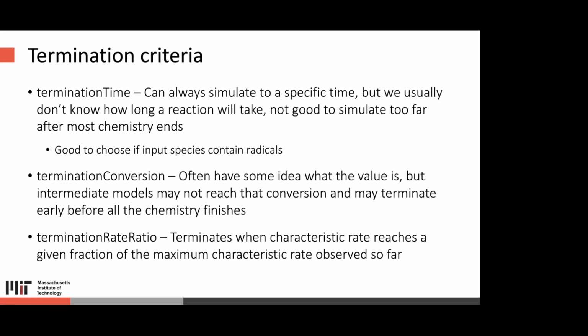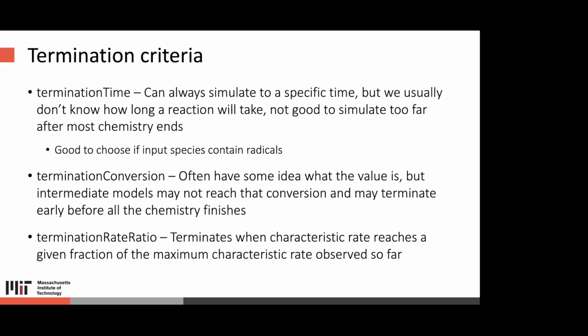And you can also look at the termination conversion. So often we have some idea about what the value is. For example, you can terminate when the conversion reaches 80 or 90%. But intermediate models may not reach that conversion. So mostly it will be at the initial stage and may terminate early before all the chemistry finishes.